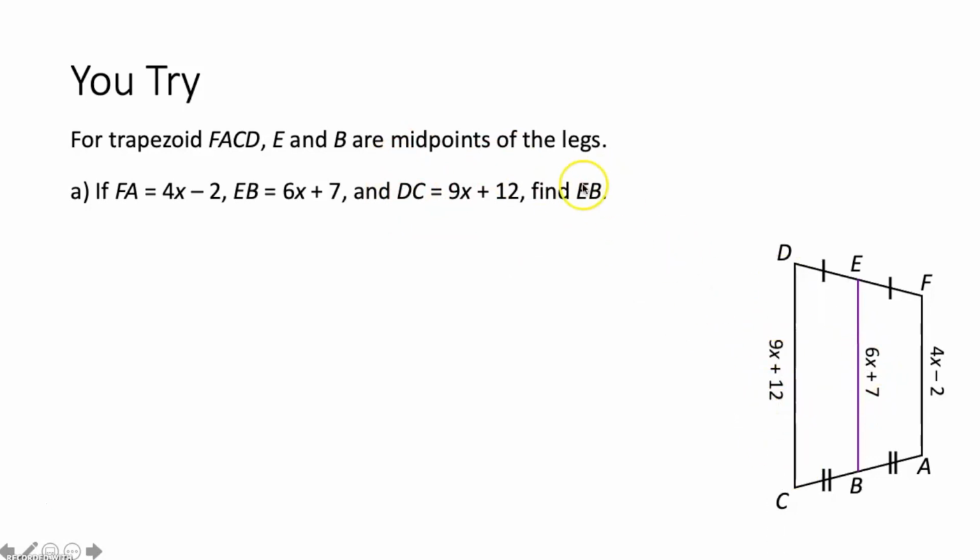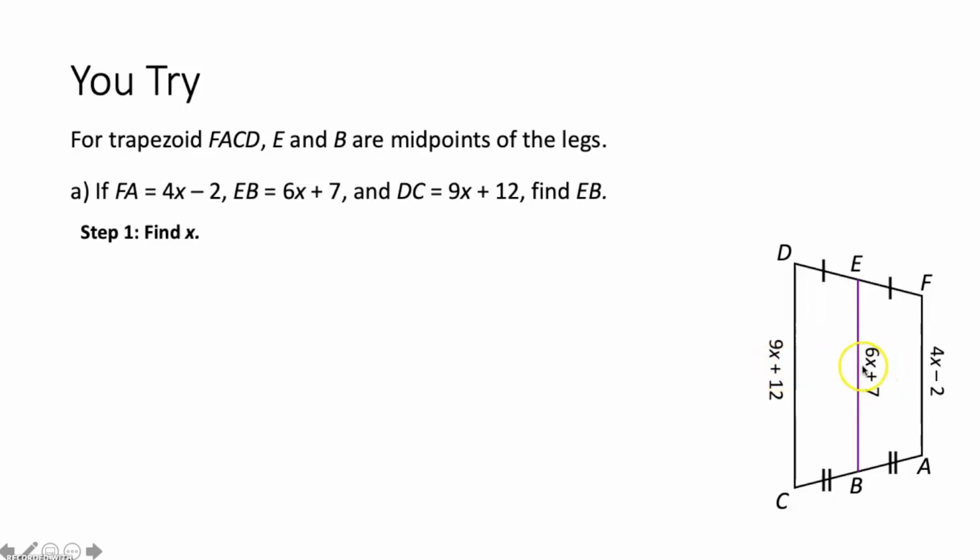Now we're going to find the measure of segment EB, which we know, again, is our midsegment because it's the segment in a trapezoid that is connecting the two midpoints of our legs. So how do I find the measure of segment EB? Well, it's equal to 6x plus 7. So I clearly need to find x, and then I can just take that and plug it in here. Well, how do I find x? Well, I need to set up an equation that allows me to solve for x.